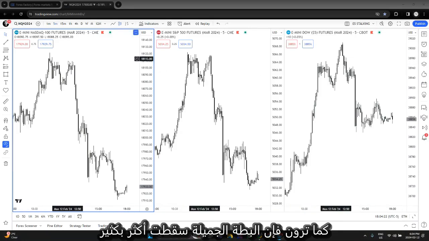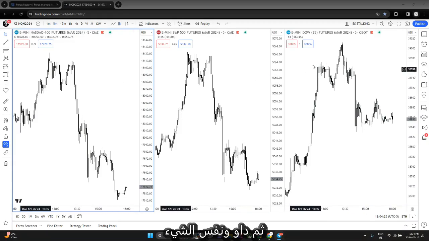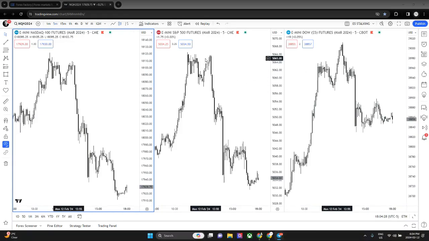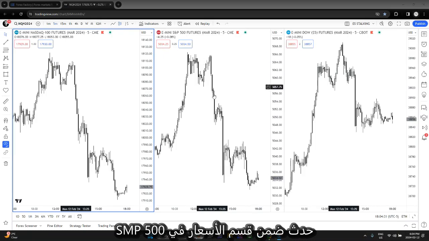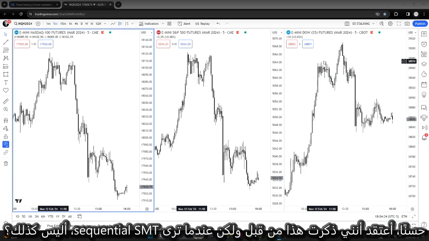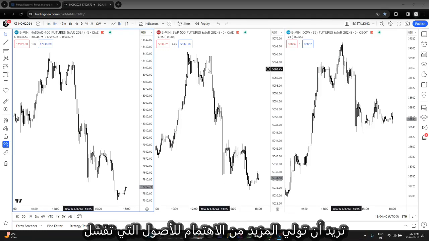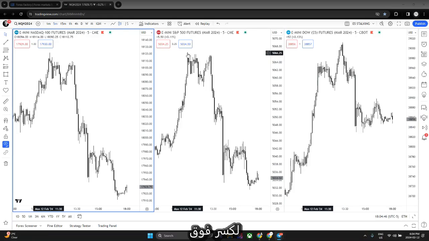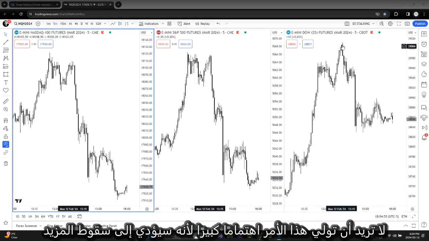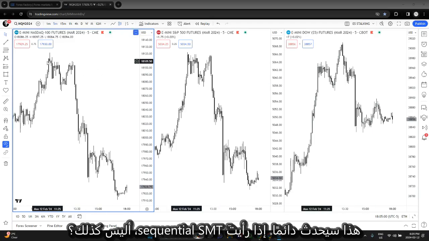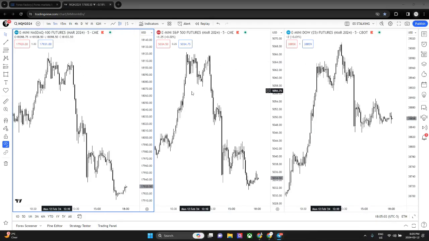As you guys can see, the NASDAQ fell way more than Dow, and the same thing occurred within the price section of the S&P 500. I believe that I've mentioned this before, but whenever you see sequential SMT, you want to pay more attention to the assets which fail to break above the high, right? You don't want to pay much attention to this one because these will fall more. This will always happen.